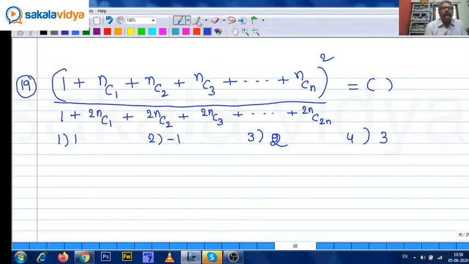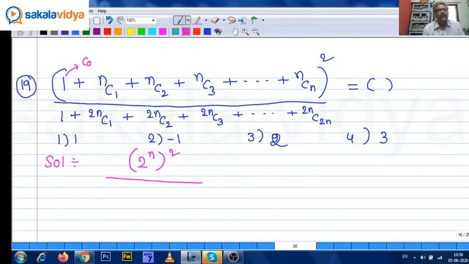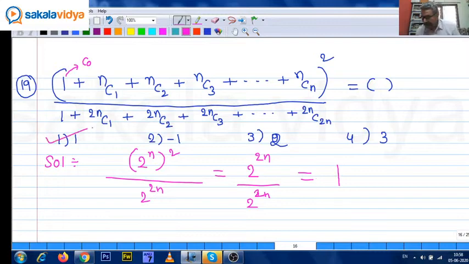Okay, so now 1 plus NC1, NC2, NC3, NCN: this 1 is nothing but C0. C0 plus C1 plus C2 plus C3 plus so on Cn is 2 to the power of n. Solution you can write like this. This will be 2 to the power of n whole square upon this will be 2n C0, 2n C1, 2n C2, 2n C2n, which means 2 to the power of 2n. This is 2 to the power of 2n upon 2 to the power of 2n. So this equals 1. So first option is the right option.